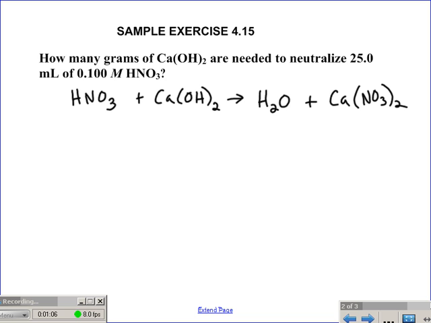Now we need to balance. So we have 2 nitrates on the product side, we need 2 on the reactant side, and we need to put a 2 here to balance the hydrogens and oxygens. Next thing, we need to look at the information that they gave us.